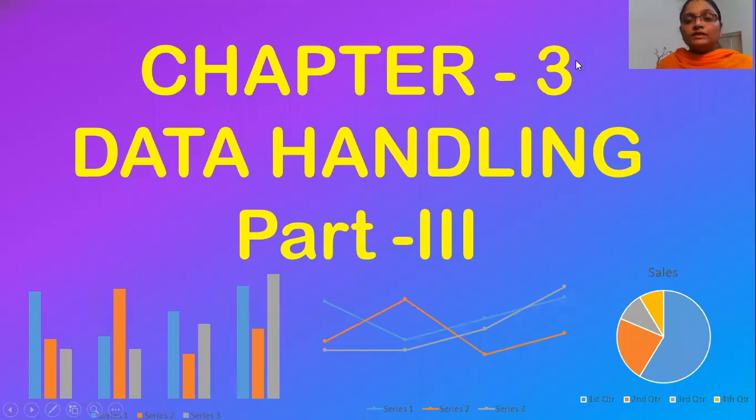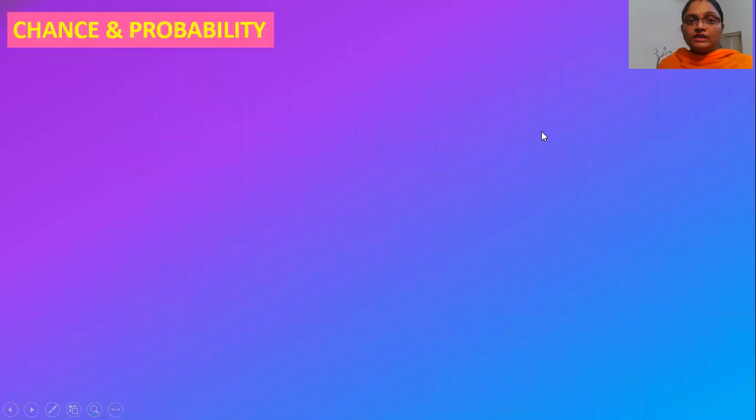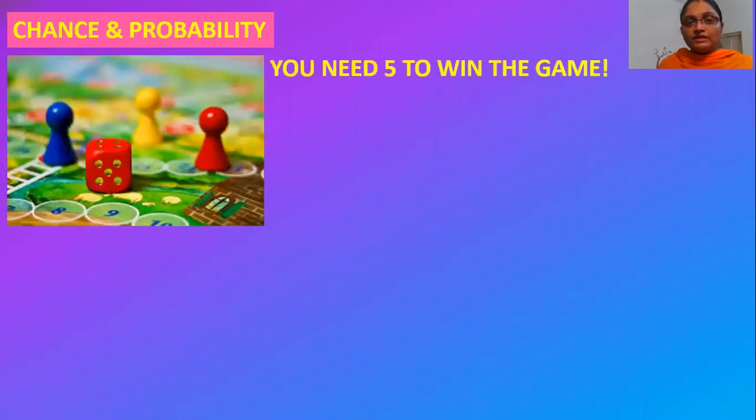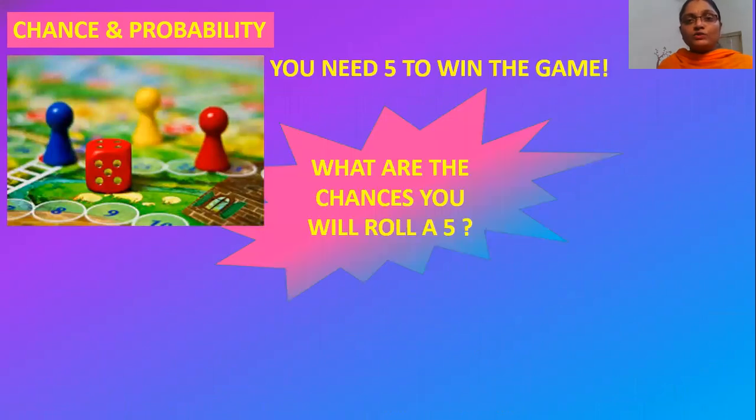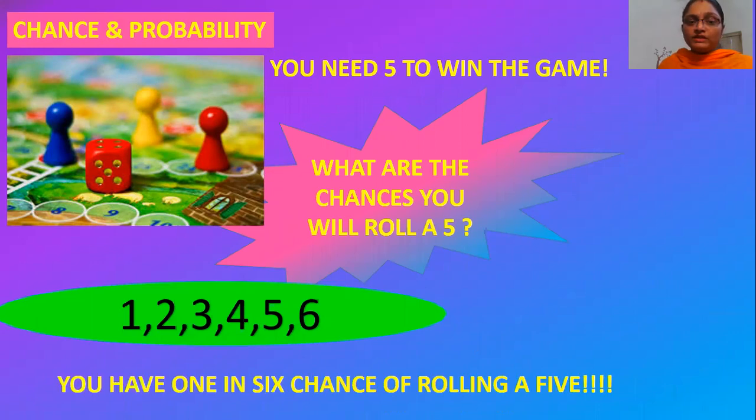Hello everyone, let us learn about chance and probability in this video. Let me say that you are playing a board game with your friend and you need 5 to win the game. What are the chances you will roll a 5? When you're rolling a die, you may get any number from 1 to 6. Probably you have 1 in 6 chance of rolling a 5.